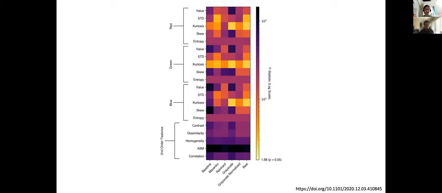Quick question, Rikiya. What does ASM stand for in the second order features? I see that it's uniformly dark. It's an asymmetry... I forgot, I'm sorry. I will let you know later. I can share. Sure. Sorry about that.